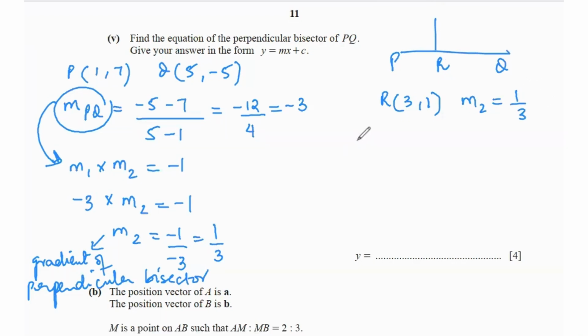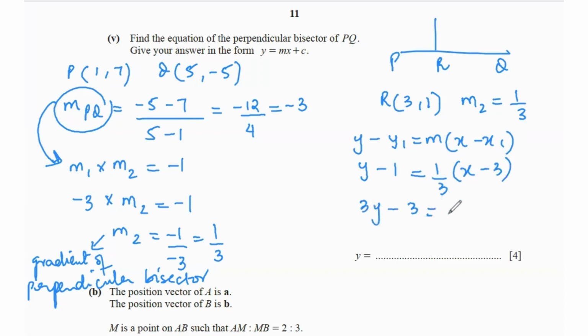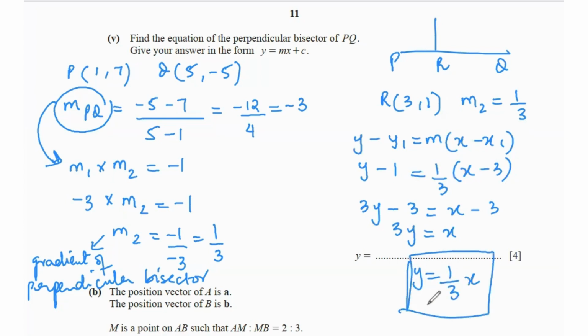So we use the point slope form first. y minus y1 equals m times x minus x1. y minus 1 equals 1 over 3 times x minus 3. Cross multiply to get rid of the fraction. So 3y minus 3 equals x minus 3. 3y equals x, because minus 3 plus 3 is 0. So y equals 1 over 3 x. That is the equation of the perpendicular bisector.